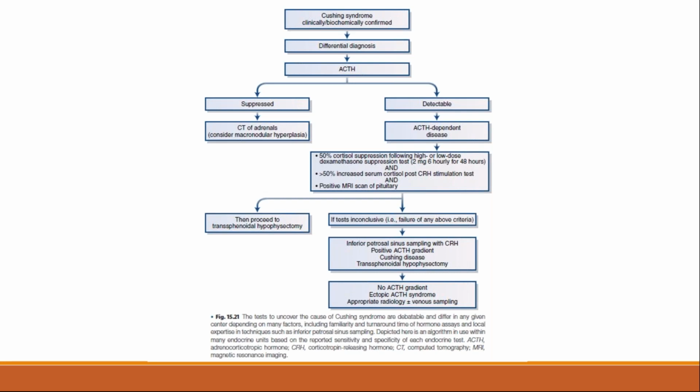There is overproduction in the adrenal gland due to either carcinoma or adenoma, which is causing an increase in the circulating level of cortisol, which as per the HPA axis is suppressing the ACTH. If the ACTH levels are suppressed, then the cause is in the adrenal gland. And if ACTH is detectable, then the cause is ACTH dependent, that we have discussed, that is Cushing disease or ectopic ACTH production, following which we have to go for a high dose dexamethasone suppression test or CRH stimulation test or an MRI of the pituitary. I will discuss these tests.